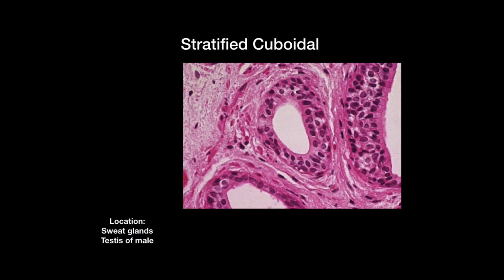Now the next one is stratified cuboidal epithelium. And when it comes to stratified cuboidal epithelium, remember I said that these are going to be rare to find. You're mostly going to see a stratified cuboidal epithelium as 2 to 3 layers maximum, as you see here. And these are going to be located in sweat glands and in the intestines of the male. Here you see a picture of a sweat gland. Alright, so that is the stratified cuboidal epithelia.